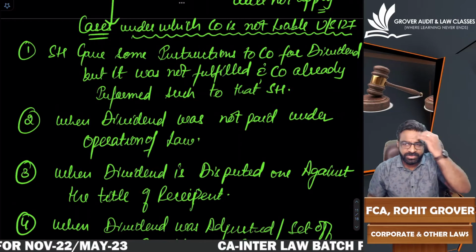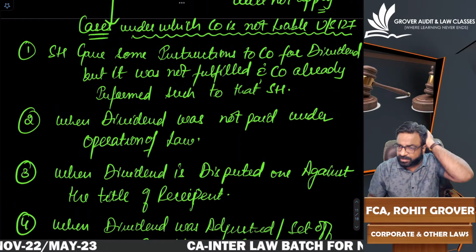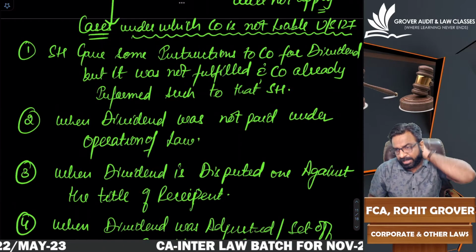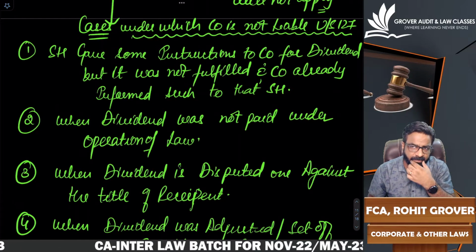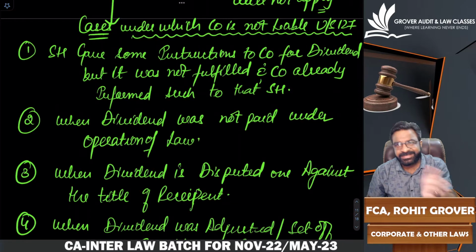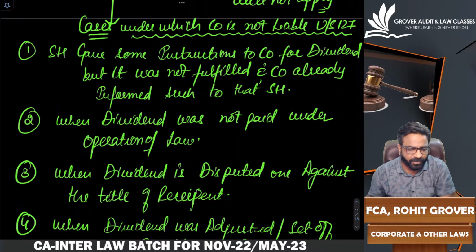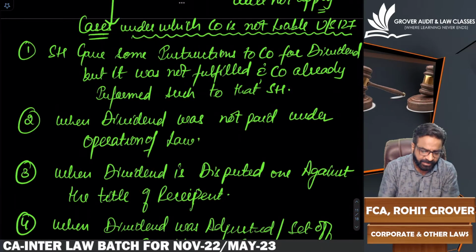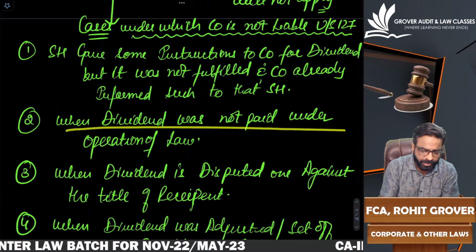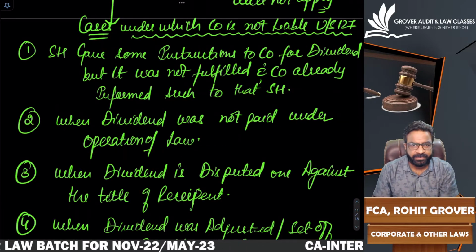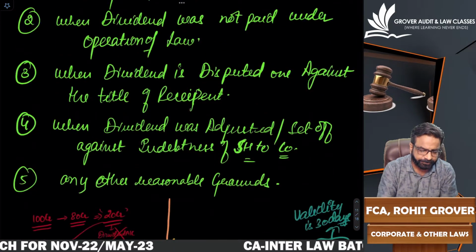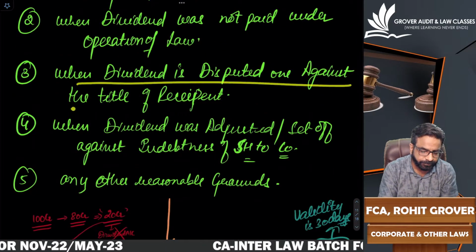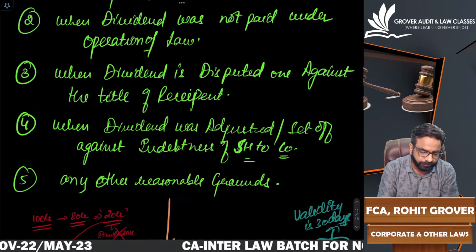And the court also sent the order to all the companies whose shares you are holding. Now tell me, in this case will companies pay you the dividend or not? Will not. So is it the company's fault or is it by operation of law? Operation of law. So when was the dividend not paid, due to what? Operation of law. Is it clear? Case 1, case 2? Yes, sir. Case 3: when the dividend is disputed, one against the title of the recipient.